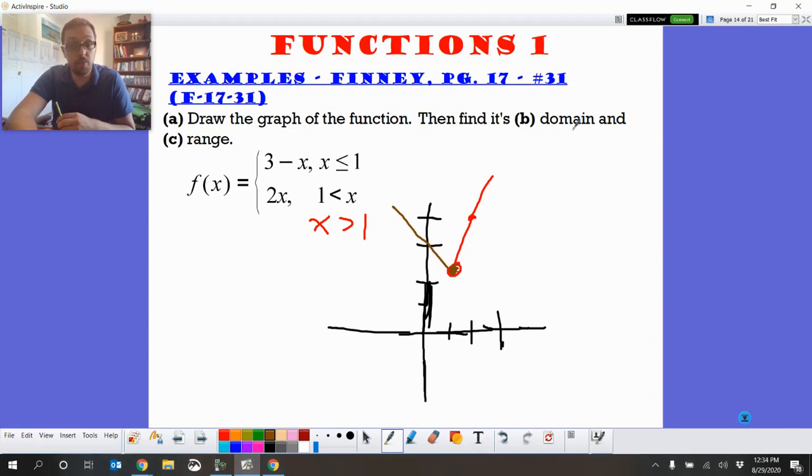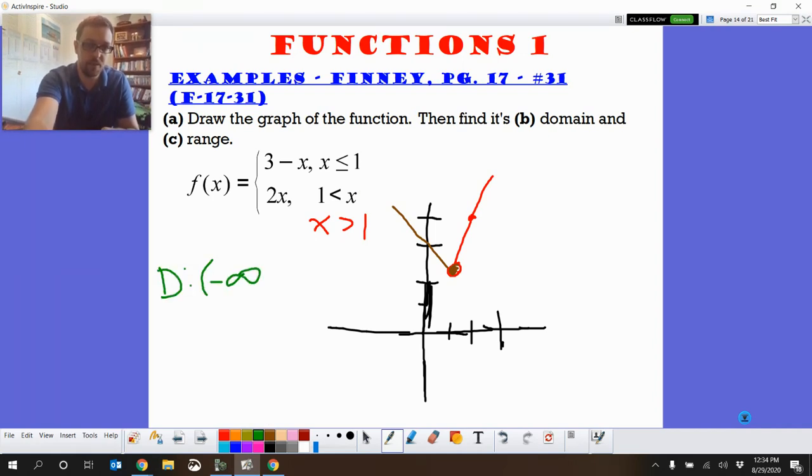Next, we want to find its domain. So when we're checking our domain, we see if there's any problems where we wouldn't know where to put our x's. We know where to put everything that's less than 1. We know where to put everything that's bigger than 1, and we know where to put 1. So we don't have any problems for our domain. It's going to be -infinity to infinity.